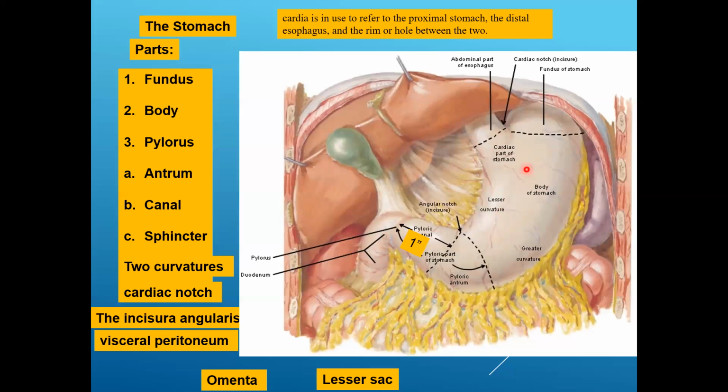Okay, now what is behind the stomach and the lesser omentum? We have a space. Why do you need a space behind the stomach? So that the stomach can expand. This space is part of the peritoneal cavity. Peritoneal cavity is divided into the lesser sac behind the stomach, and the rest of the peritoneal cavity is called the greater sac. So the lesser sac is behind the lesser omentum and the stomach, and this is the opening to the lesser sac. It's called the epiploic foramen. Okay.